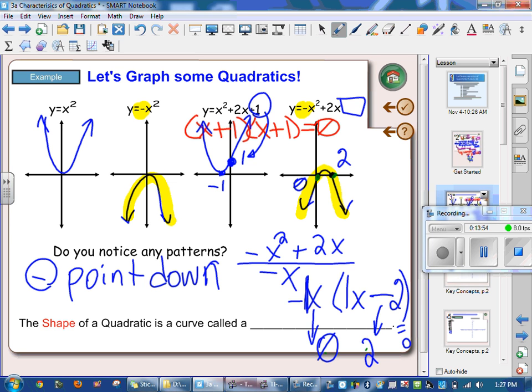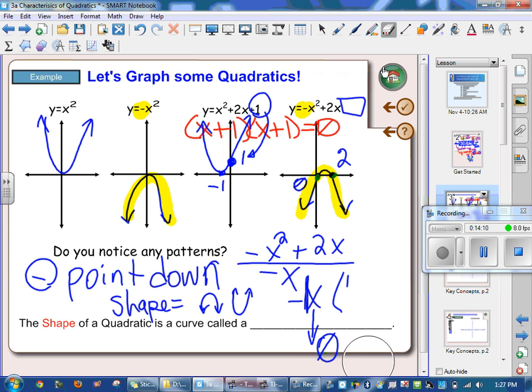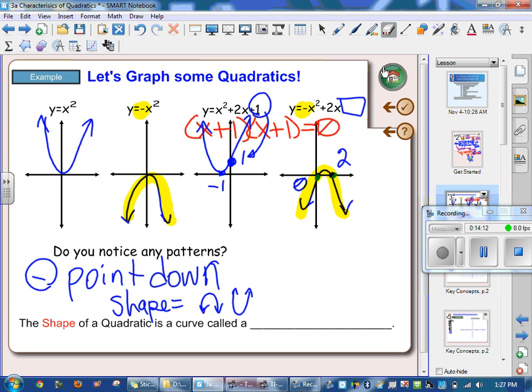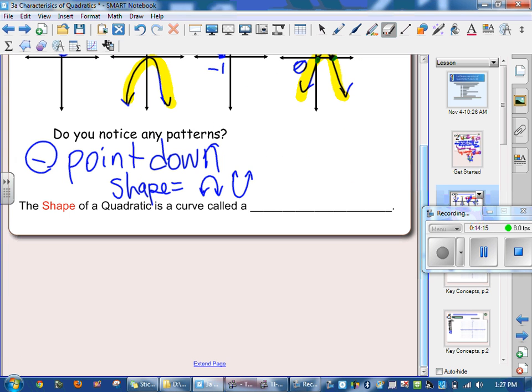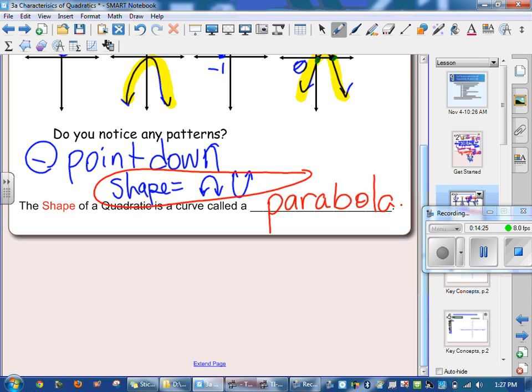So the shape is like this, down like a hill, or it's up like a U. Those are the shapes. Well, we know what that shape's called. It's got a special name. It's a parabola. That's what the shape is called. Whenever you see that hill or that U, you're looking at a parabola shape. Okay? What else is shaped like a parabola?